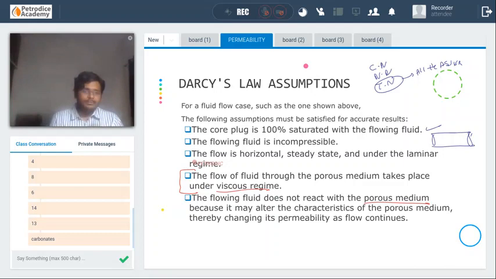By making sure it is purely horizontal, we can eliminate gravity. By making sure only one phase is present inside the core sample, we can eliminate the capillary regime. So this is also an important one.